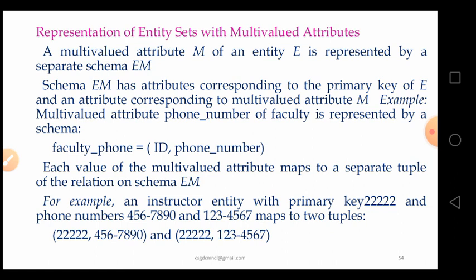Example, multi-valued attribute phone number of faculty is represented by a schema faculty phone, where ID and phone number are the different attributes. For example, a primary key is some number and a phone number is some number, which maps to two tuples.